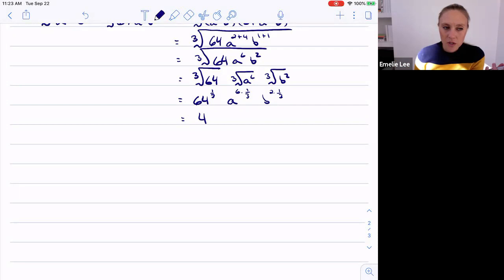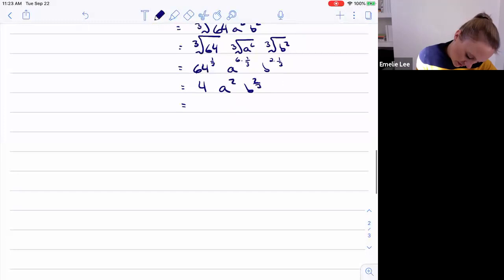So make sure your calculator is doing what you expect it to do. It should give you 4. And then I've got a to the power of 6/3, so a squared. And then I've got b to the power of 2/3. There's nothing I can do about that, so I'm just gonna leave it as 2/3. Make it look a little bit nicer. The b to the 2/3, I'm gonna rewrite as the 3rd root of b squared. So just going back to here, there was nothing I could do to simplify it, and so then the roots just look a little bit nicer than the fractions and the exponents. So 4a squared times the 3rd root of b squared. And that's it.